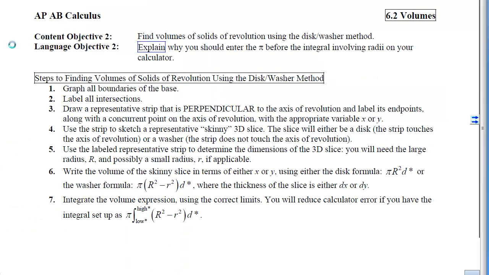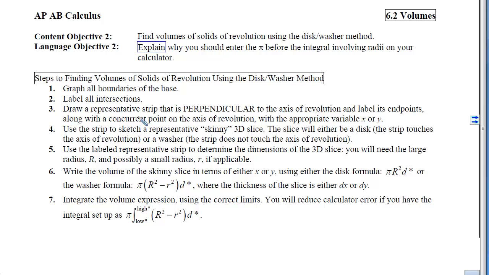Well, how do we find that volume now that we can visualize the entire shape? Well, we've got some steps. This time there are 7, and some of them you should remember because we've seen them before. Our first is to graph all the boundaries. We've done that both with areas and with our volumes of cross sections; that is the same. We label the intersections. Again, that's a repeat of what we've done.